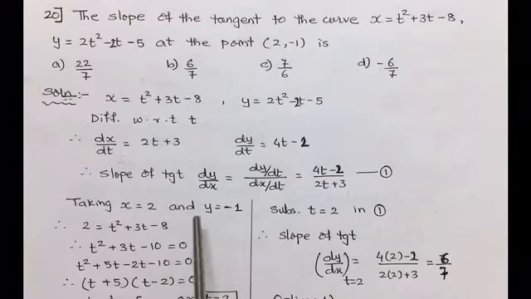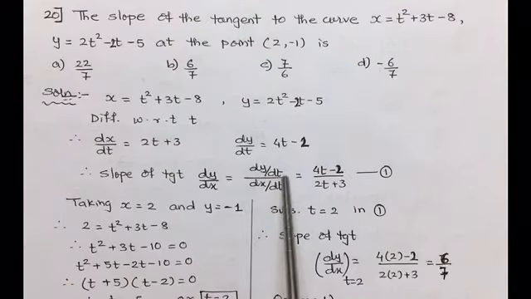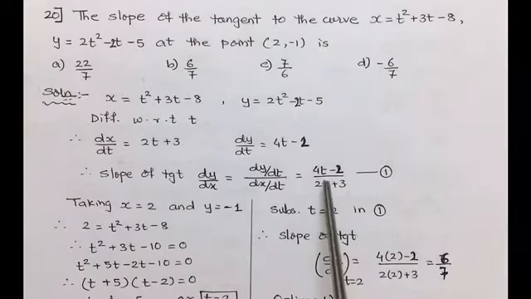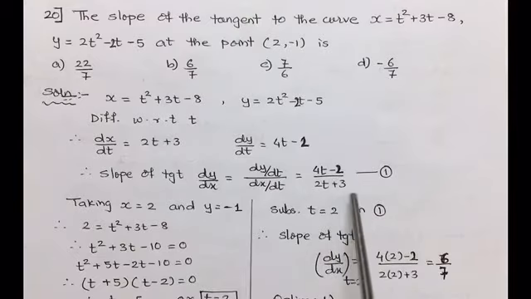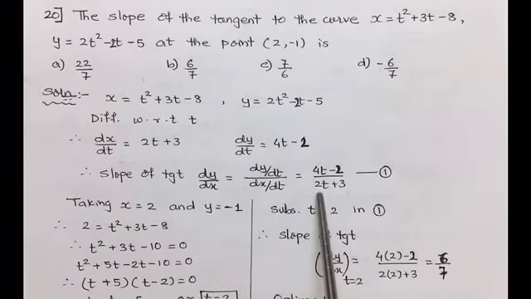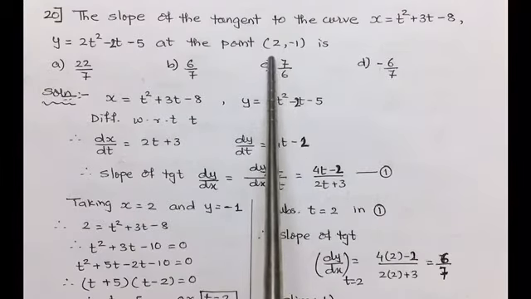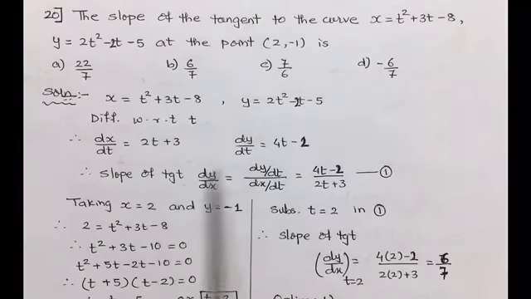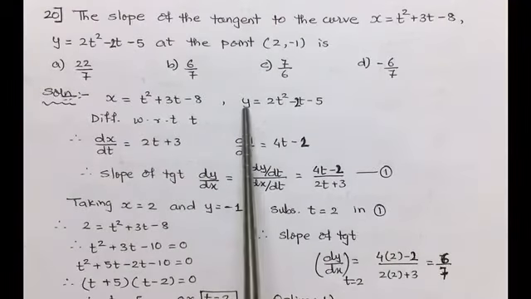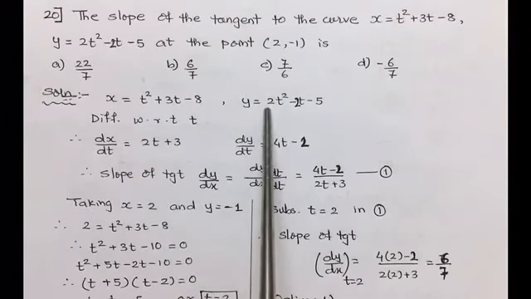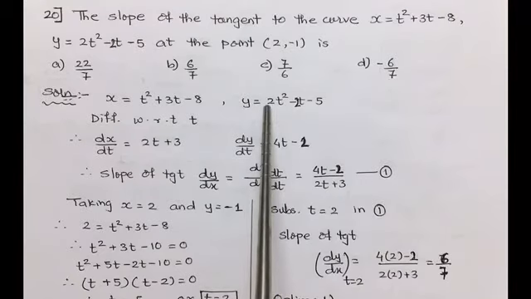Calculating the slope of tangent, dy by dx is equal to dy by dt upon dx by dt. Keeping the values, we get 4t minus 2 upon 2t plus 3. We'll mark this as 1. Now we don't know the value of t. For that, whatever the point is given, that is 2 and minus 1, we will keep in x or in y. If we keep in x and calculate, it will give the same value of t as we get for y also.